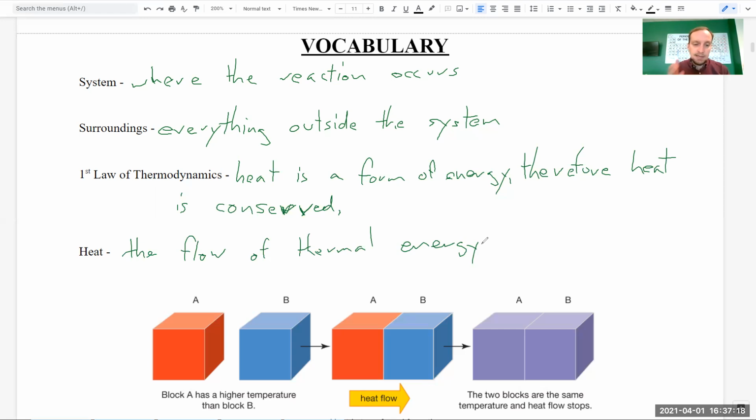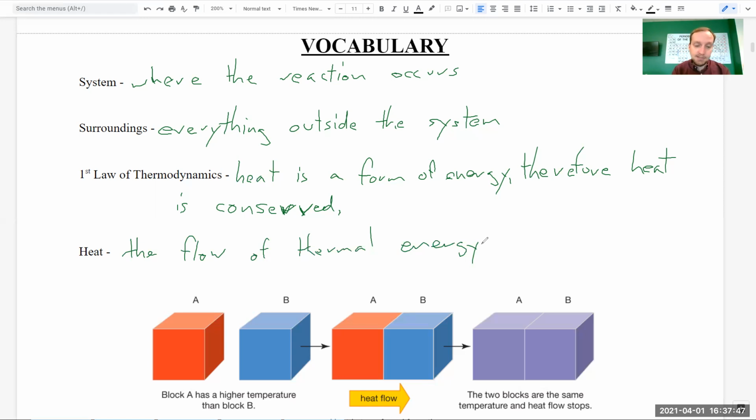For example, if I have these two blocks at the bottom of your screen, it says that block A is of higher temperature than block B. When I put them together and they're in contact, the heat will flow always from the hotter to the colder object. It never goes the other direction. It will always go from what is hot to what is colder. Therefore, they will equilibrate. And in the very last image on the right, the purple, they have now reached a similar temperature and the flow of heat stops.